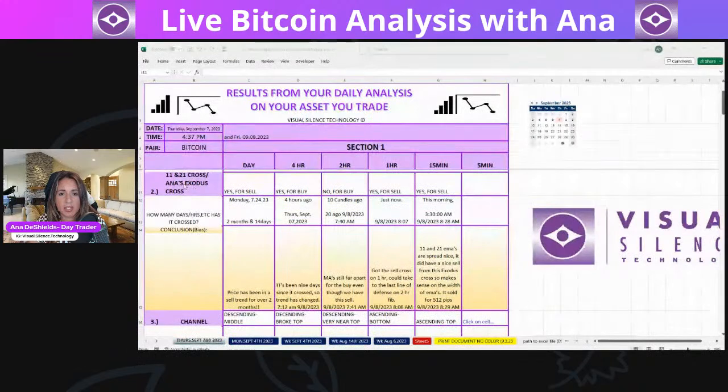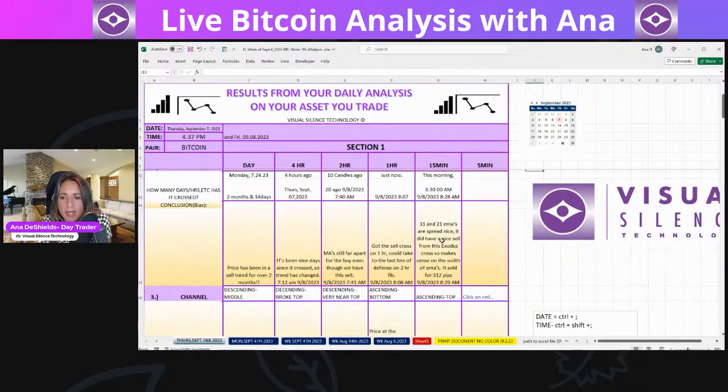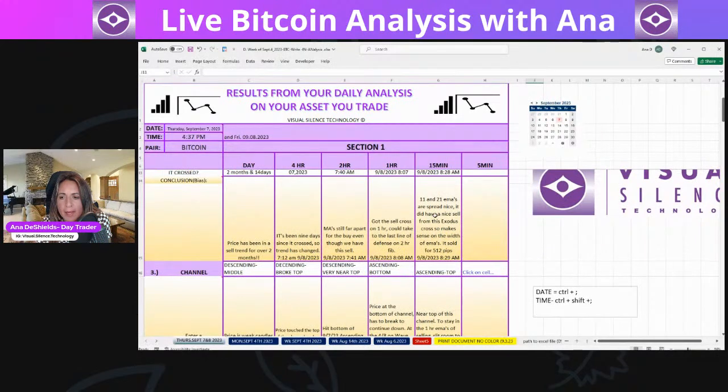So here the question is number 2. Do you have the Exodus cross? Yes, it was for the sell. When did it happen? I said this morning. The one prior to this one that we just had now was at 3:30 this morning. And then I go ahead and make my notes there.